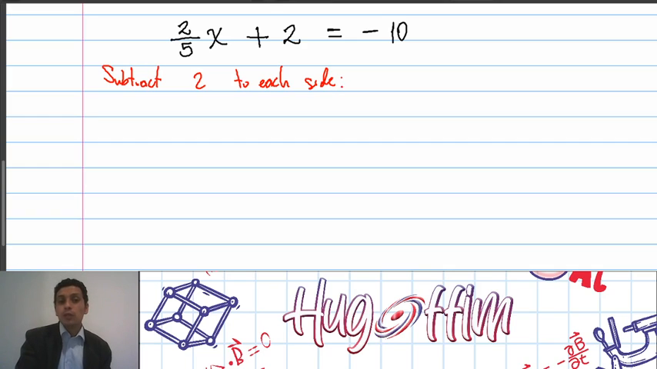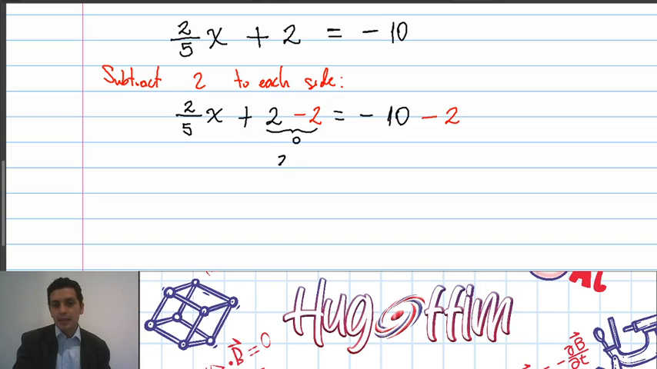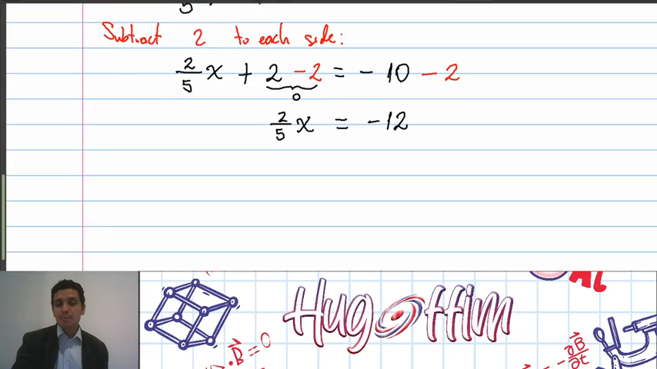So I have 2/5 x plus 2, and now I'm going to subtract 2 here, and on the other side, if I do it on one side, I need to do it on the other side of the equation. This is the property of equality that we're applying. So 2 minus 2 is going to be 0, so 0, bye-bye, and the answer here will be 2/5 of x equals negative 10 minus 2, which is negative 12. Easy peasy, as simple as this.